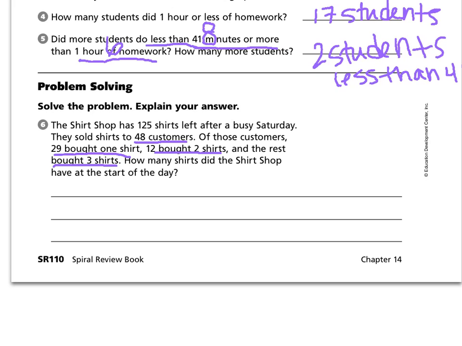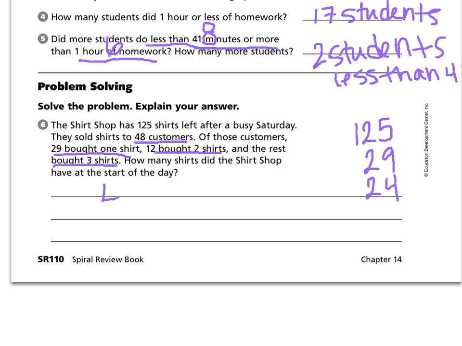Well, I know that they have 125 left, so I'm going to add that into my calculations. But then I also know that 29 people just bought 1 shirt, so I'm just going to add 29 more shirts. And then 12 people bought 2 shirts, so 12 times 2 is going to be 24 shirts. And then the rest bought 3 shirts. Well, I need to figure out what the rest is.